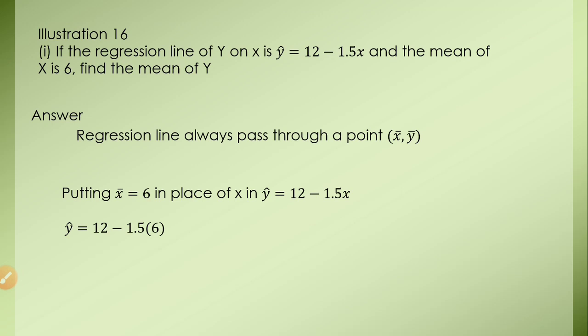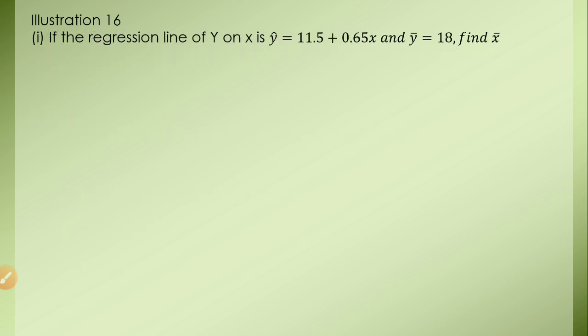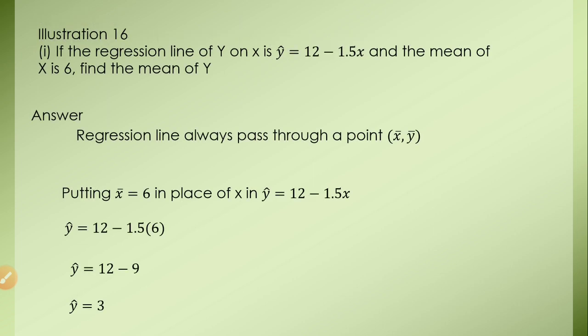1.5 into 6. So now we'll multiply 6 into 1.5, which comes to 9. Now 12 minus 9 is 3. You have to find only the mean of y. This y cap is 3, so y bar is also 3. See, y cap and y bar both are the same, so this is your answer: y bar is equal to 3.